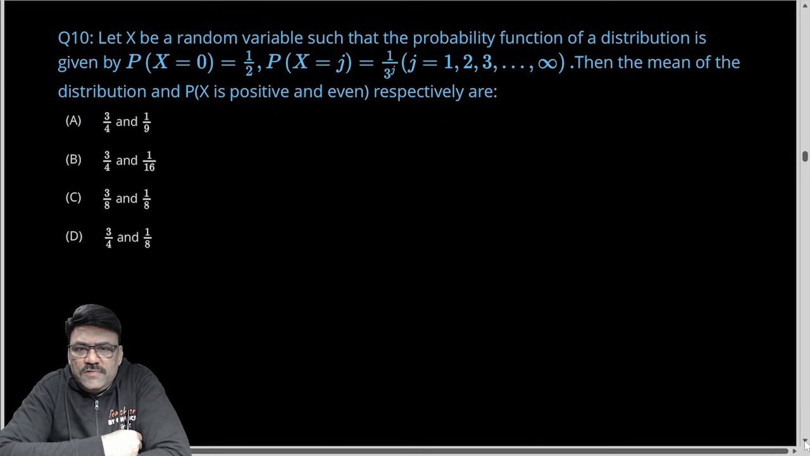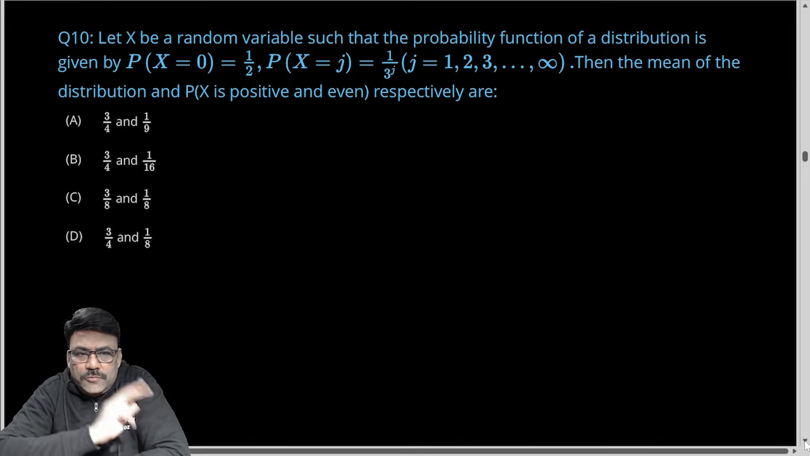Okay, see this question. This is from probability. So x is a random variable and the probability for x equal to 0 is half. And the probability for x equal to j is 1 by 3 raised to j, where j can vary from 1 to infinity, you can say j is a natural number. Then you have to find two things: the mean of this probability distribution and the probability when x is positive and even.